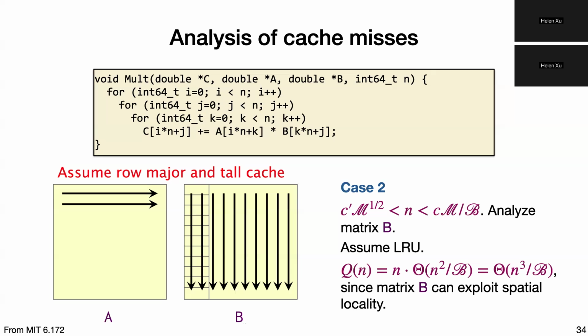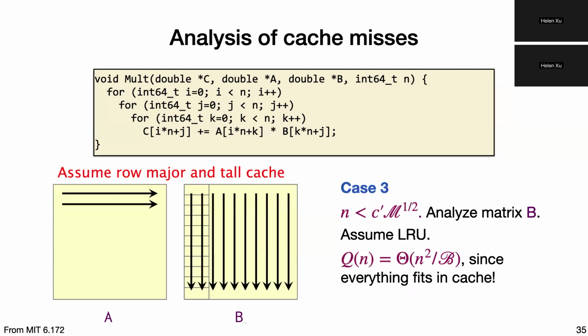And it was always like n cubed over b for A, because it's moving through this 1D array. And finally, the last case is n, which is the side length, is less than root m. So that means n squared is less than m. And so the entire thing can fit in the cache. So the entire thing can fit.